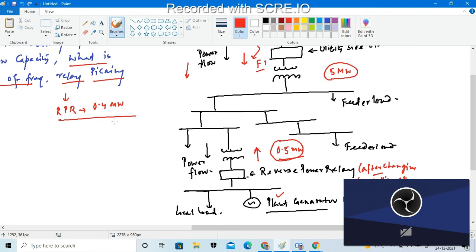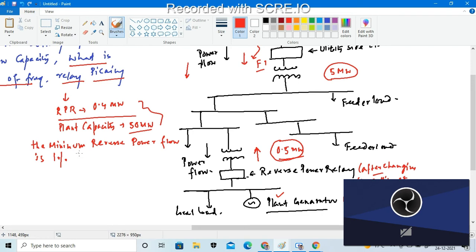Okay, since the minimum reverse power flow is 1% of the plant capacity, and the plant capacity will be my 50 megawatt, so the minimum reverse power flow is 1% of the plant's capacity.